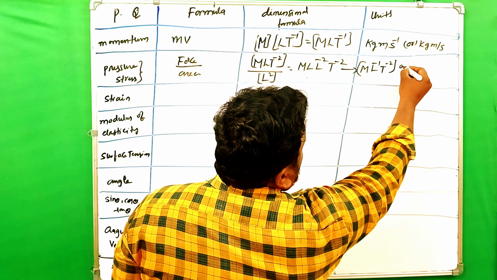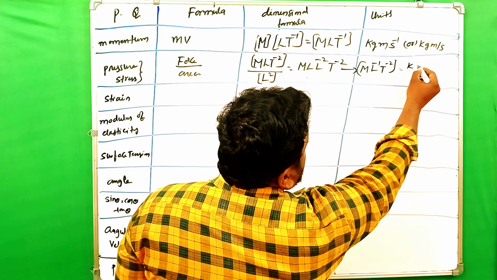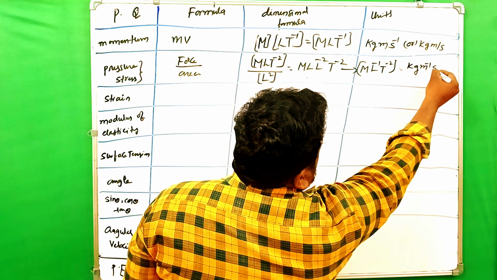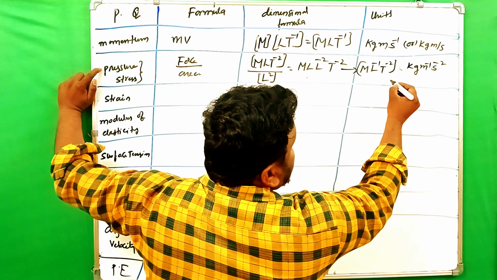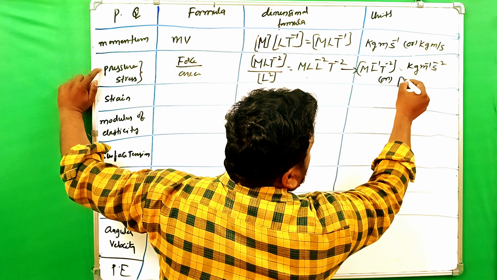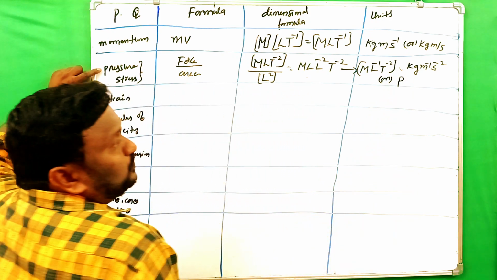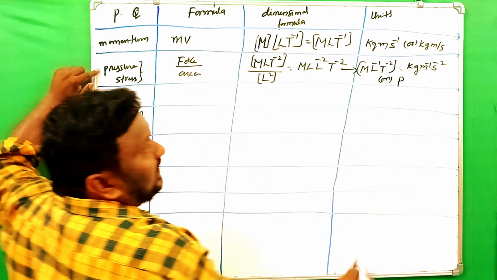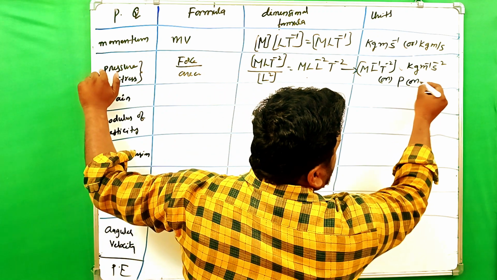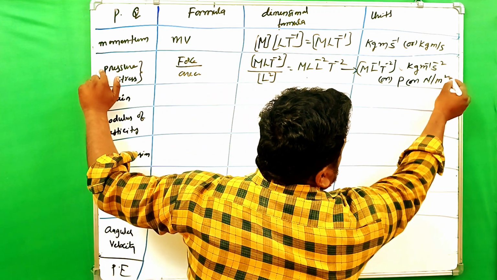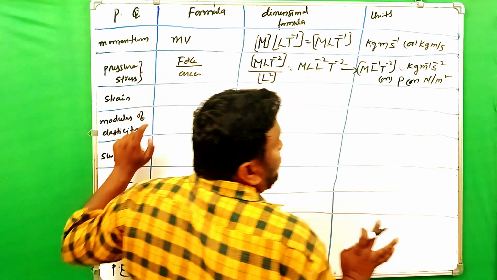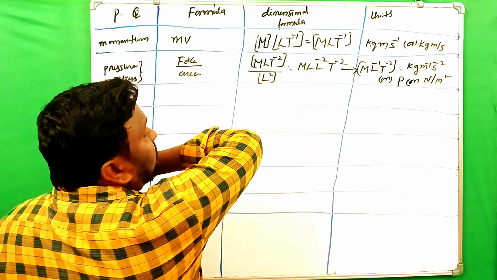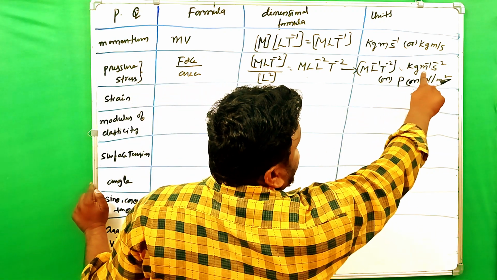And as for dimension formula, units are what? Kg, meter inverse 1 and second inverse 2. Clear? And it is also called Pascal. Another unit is there, Newton per meter square. As for this formula, unit is Newton per meter square. So these are the units of pressure and stress. Kg, meter inverse, second inverse 2.